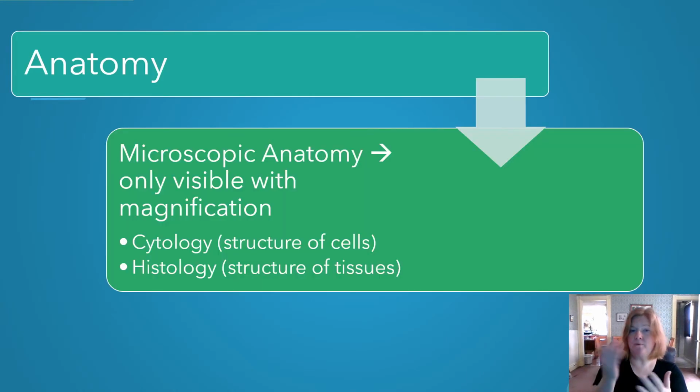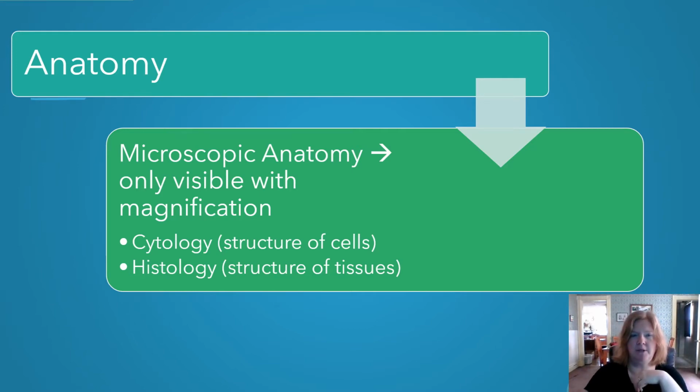Okay, and then remember we had macroscopic, which we just talked about. Now we're going to look at microscopic. Microscopic anatomy is only visible with magnification. And two main classifications for microscopic anatomy. We have cytology, the study of cells, so the structure of cells, and histology, the study of tissues, or the structure of tissues. Remember, everything in anatomy is related to structure, okay?